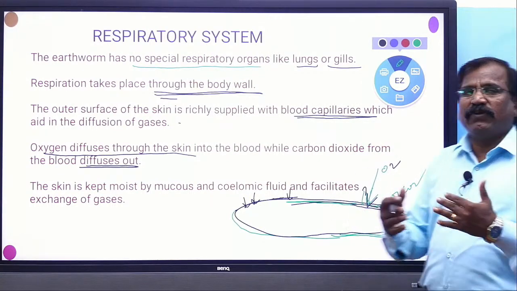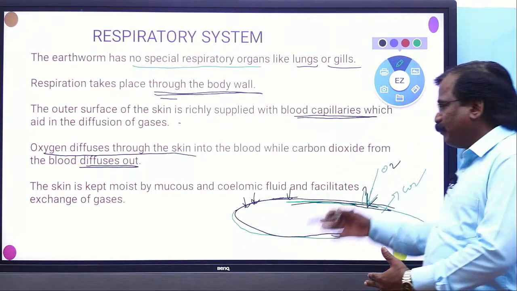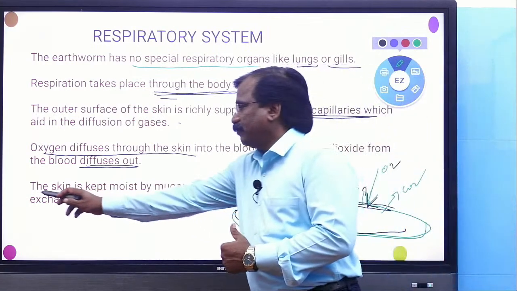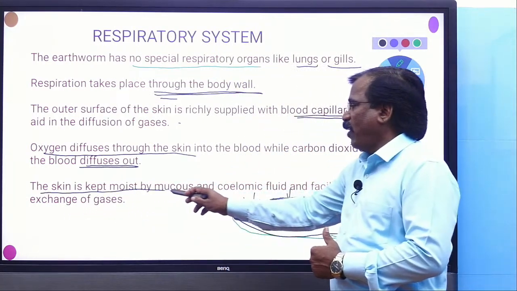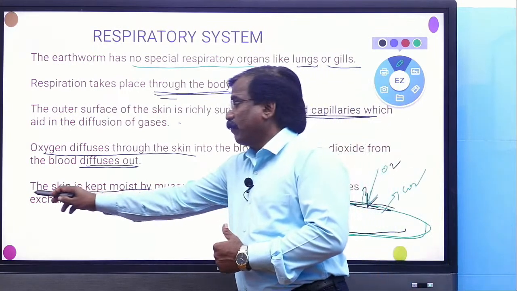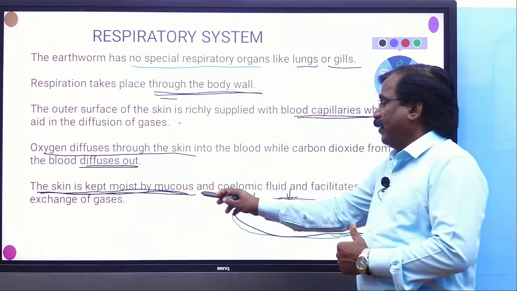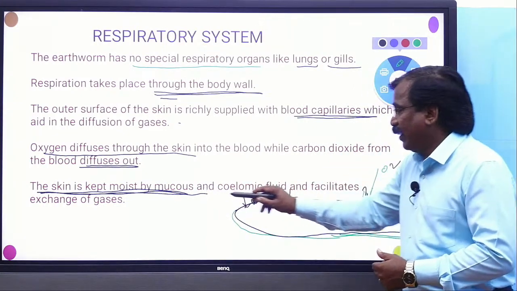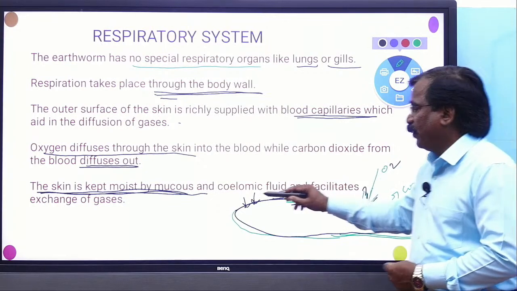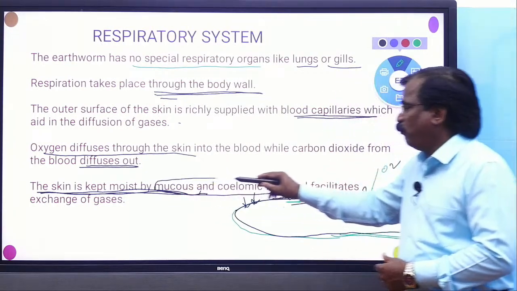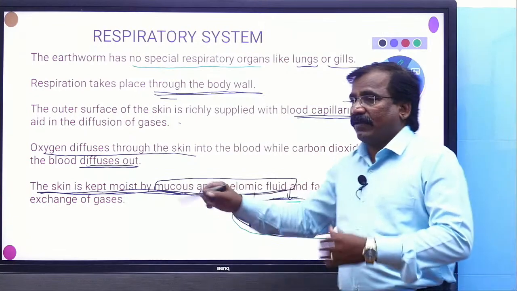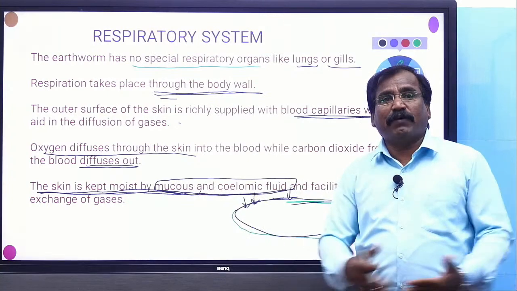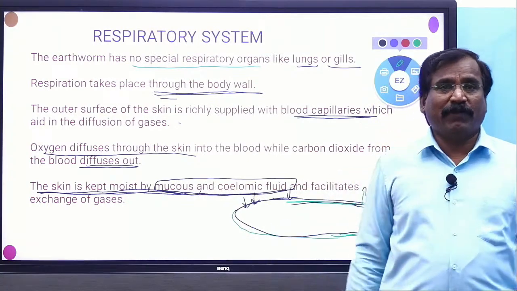For this purpose of diffusion, this is important: the skin is always kept moist. It is moist because of the mucus and the coelomic fluid. The coelomic fluid gushes out, and the mucus is secreted by the glandular cells of the epithelium, as I have discussed.